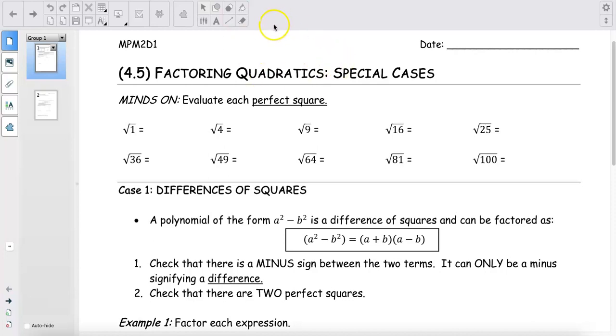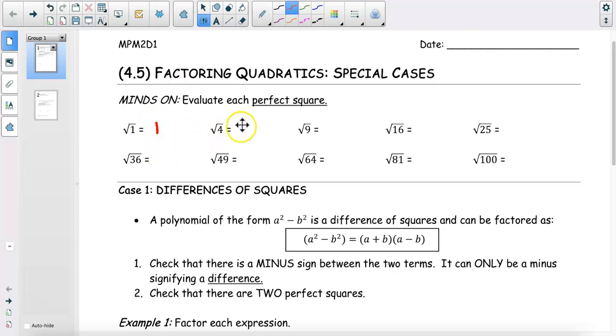So first thing we're going to do to warm up is we're going to evaluate each perfect square. So the square root of 1 is going to be our positive 1. Square root of 4 is going to be positive 2. Square root of 9 is 3. Square root of 16 is 4. Square root of 25 is 5. Square root of 36 is 6.